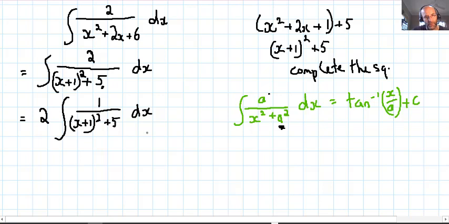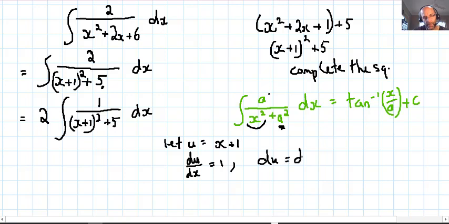Now we make the u substitution. So let u equal x plus 1. So we'll have u squared there as the variable instead of x squared. du dx is 1. Therefore, du equals dx. That's nice and easy, isn't it? So wherever we see dx, we can replace it with du. So we have 2 times the integral of 1 over u squared plus 5. And du is a direct replacement for dx in this case.